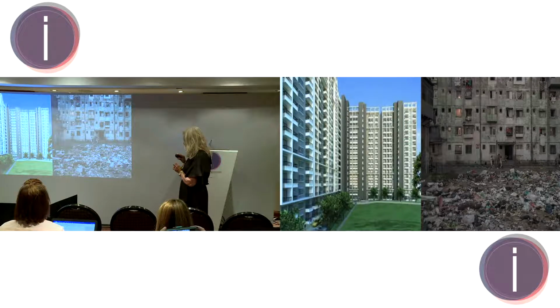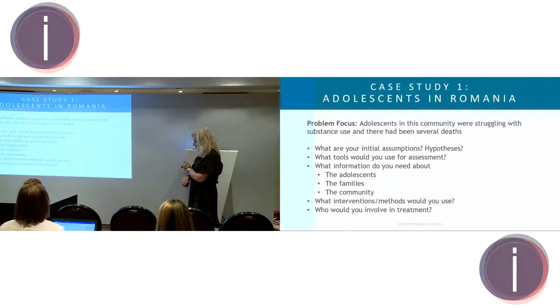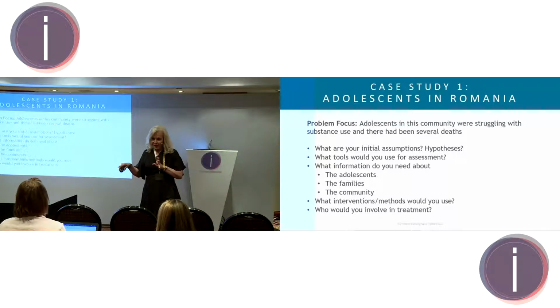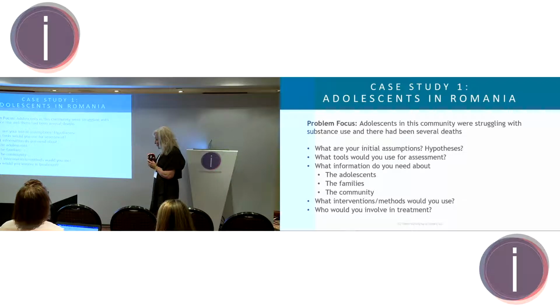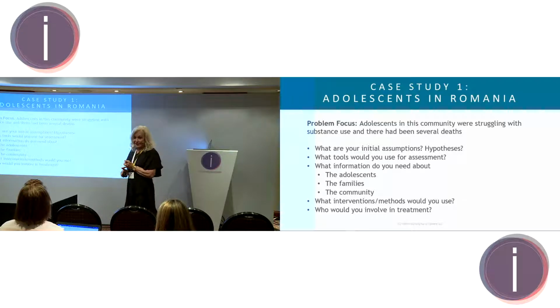So this is a situation in Romania some time back. The case study, our first case study, we're going to be playing with several through this time and the next. The problem focus: we were called in because adolescents in this community were struggling with serious substance use, and there had been a large number of deaths in recent times. What are your initial assumptions, hypotheses? What tools would you use for assessment? What information do you need about the adolescents, the families, the community? What interventions or methods would you use? And who would you involve in whatever treatment or intervention you choose to use?